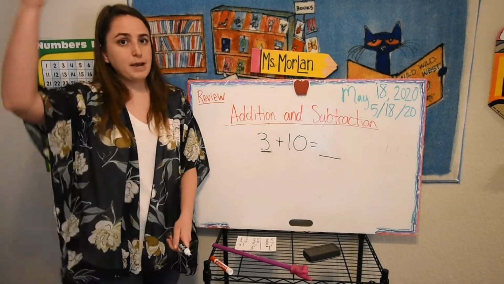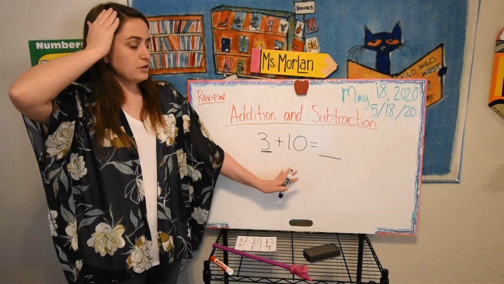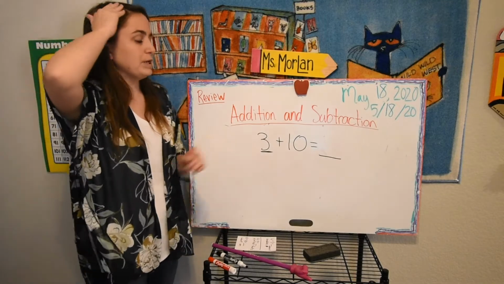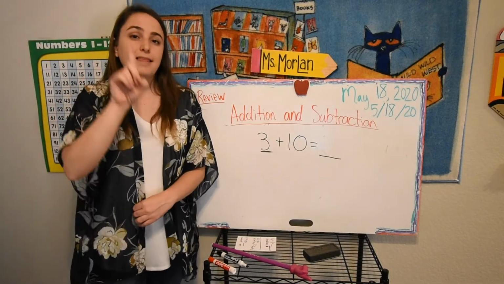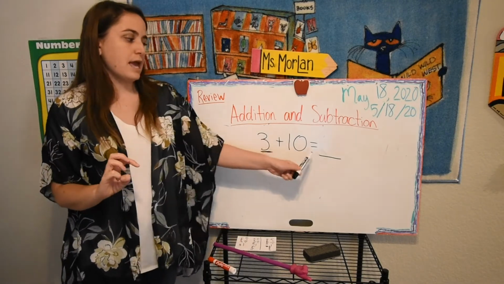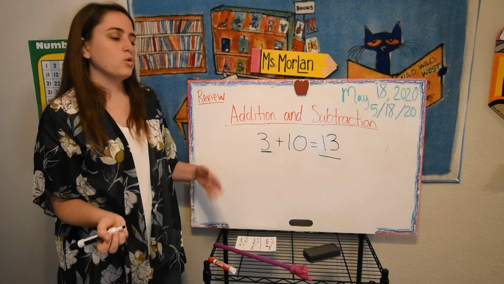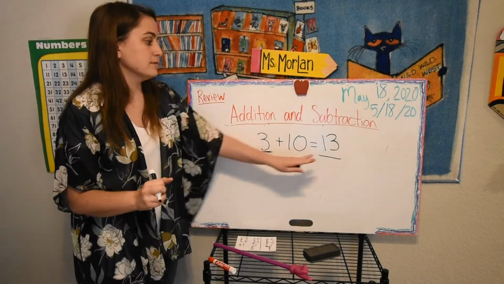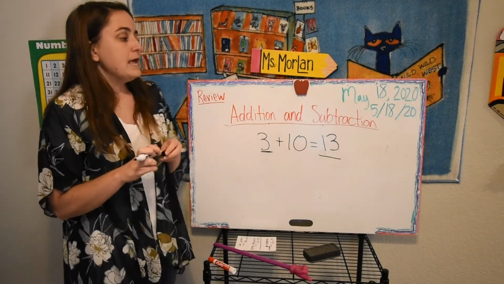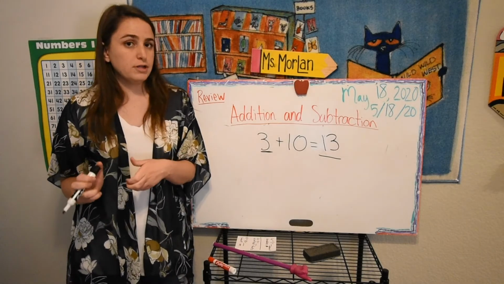Okay, so I'm going to put 10 in my head. And if you'd like, you could draw a picture. If you need more of a visual, you can. But I'm going to put 10 in my head, and then I'm going to count on 3 times. Ready? 10, 11, 12, 13. So 3 plus 10 equals 13. Okay? And of course, you could have solved it any other way as long as you got the same answer, the same sum.